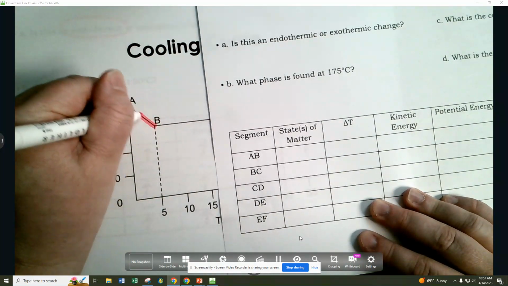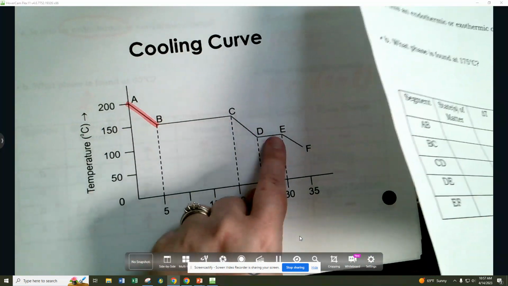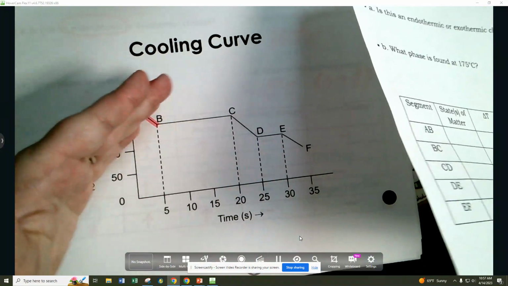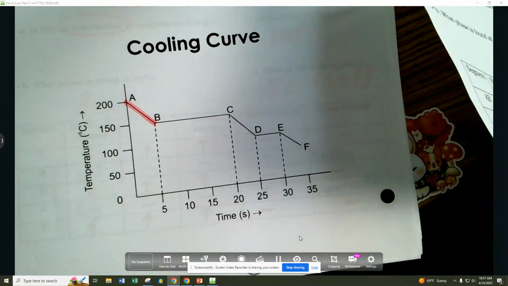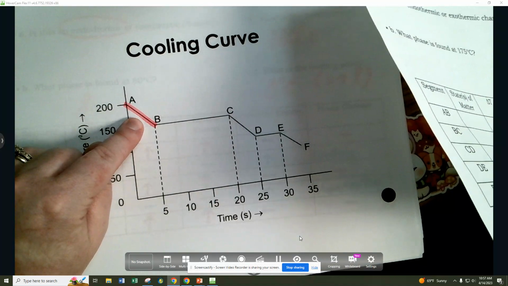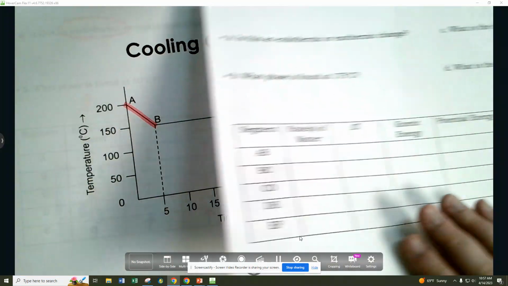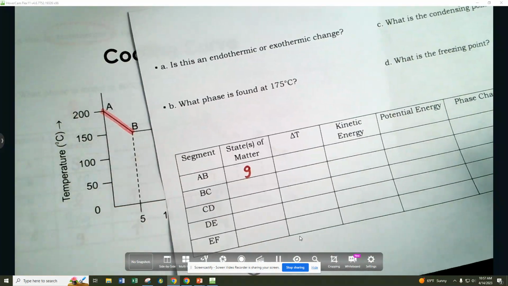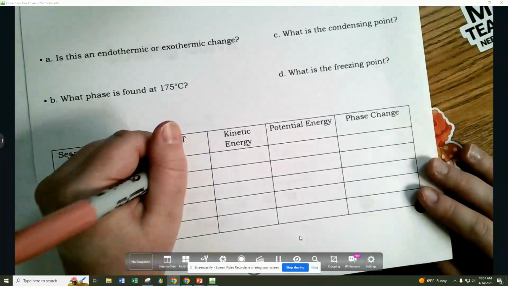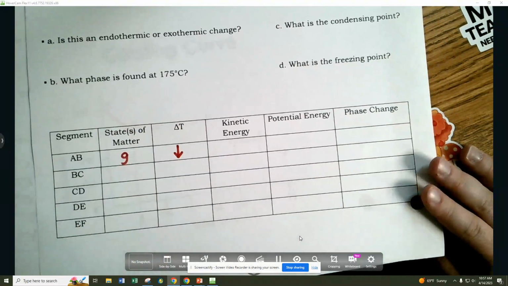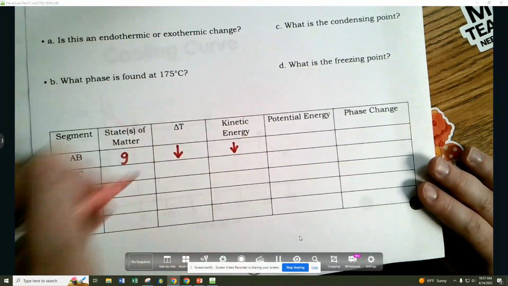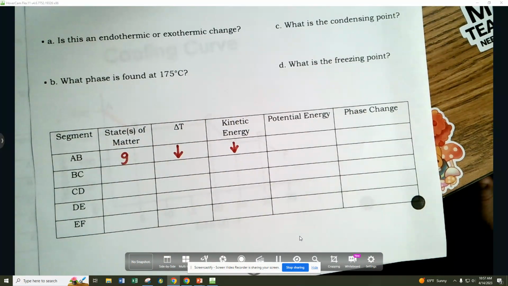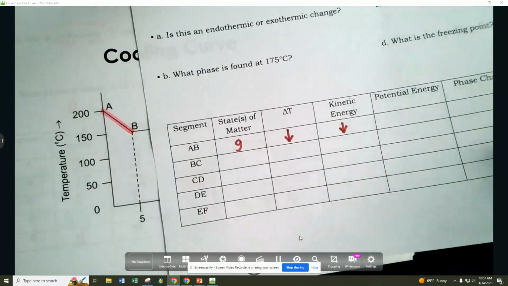Segment AB, if you think about it, we have 2 plateaus, meaning 2 phase changes, and 3 slopes for our 3 states of matter. That tells us that here at the highest temperature possible, this has to be in the gaseous phase. So temperature is decreasing from 200 to 150, the delta T. So that's a drop. So that means the particles are moving slower, so kinetic energy is dropping. Again, we are removing heat because the temperature is going down.